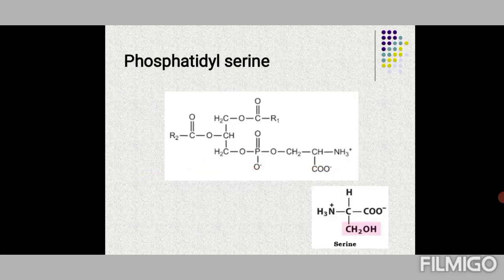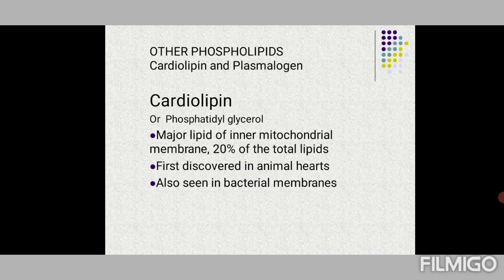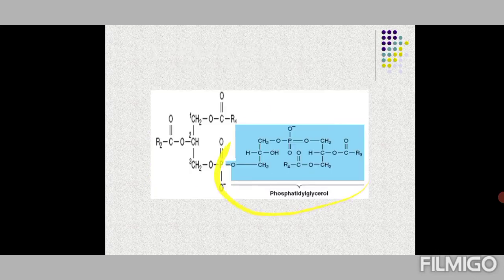And here serine gets attached, another alcohol. This is actually an OH group containing amino acid. We know what serine is. So that also does the same thing like here. It can also act as a zwitterion. And there are other phospholipids also, for example cardiolipin is one of them. Phosphatidylglycerol is the major lipid of the inner mitochondrial membrane. That is important. And the structure is here. So this is the structure.